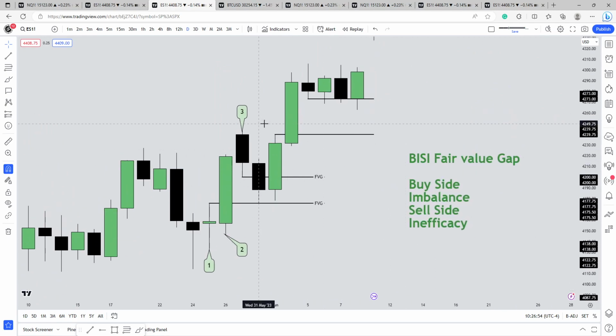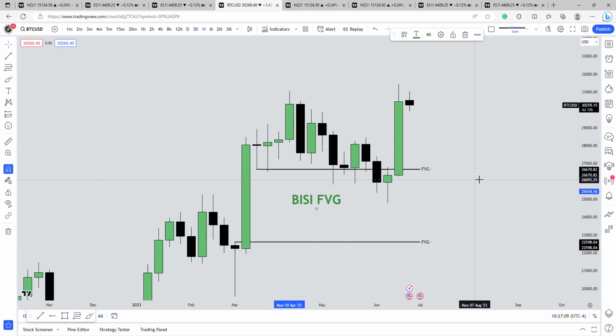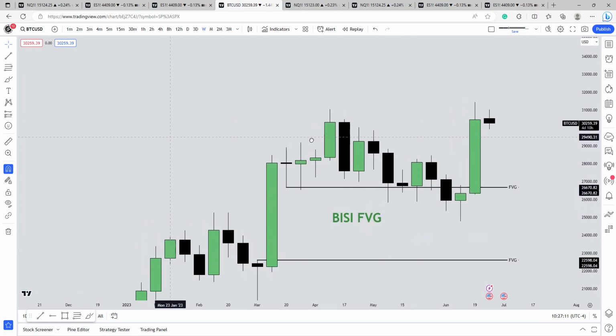So this is what a bullish fair value gap is. Let's dive into some more examples. Here's one on Bitcoin, because I know a lot of people are probably thinking, does this work in crypto or is this just a stock market thing? It works in every market. So we have this bullish fair value gap, or a BISI, a buy side imbalance, sell side inefficiency.